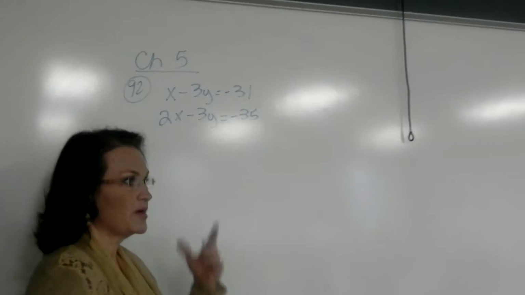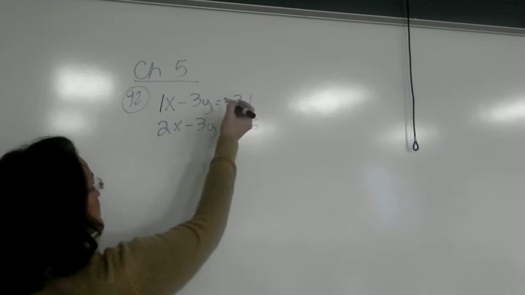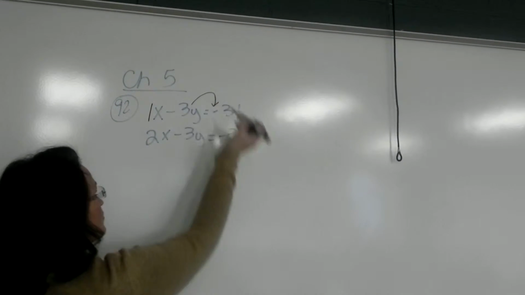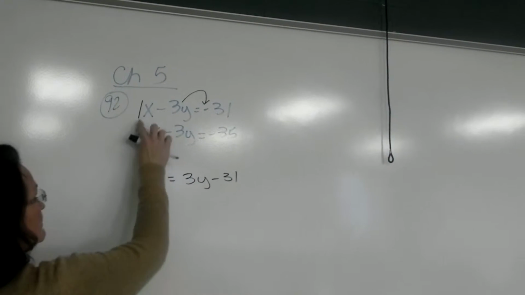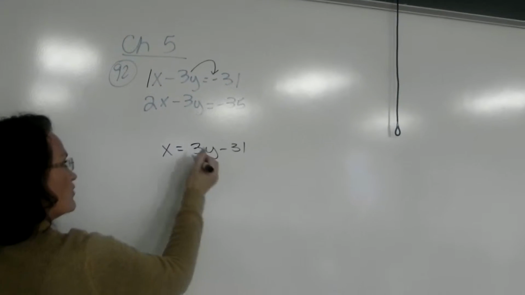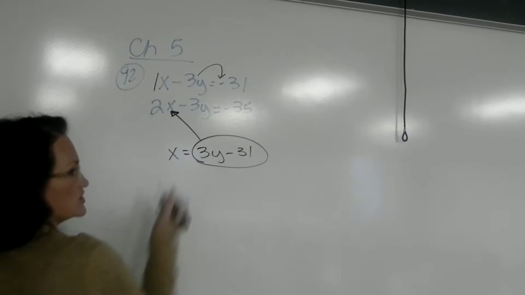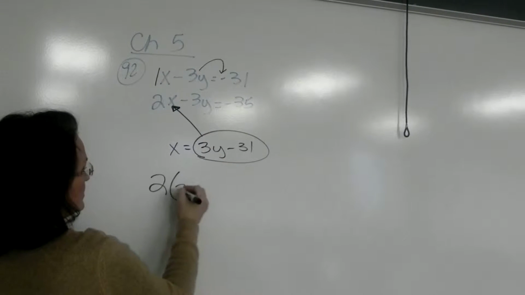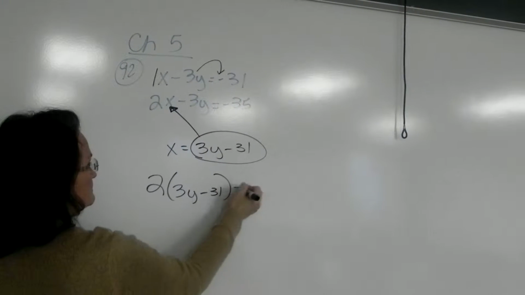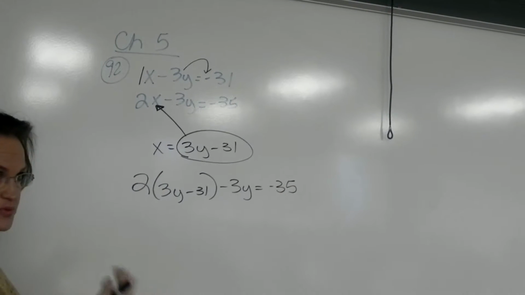I'm going to solve this one by substitution, because this has a 1x, it would be easy to solve for. I could throw the 3y across the line and then have x equals, so x is solved for. Then I sub that into the x in the other equation. So substitution method. Instead of an x, I type in 3y minus 31. And then I distribute and solve this.